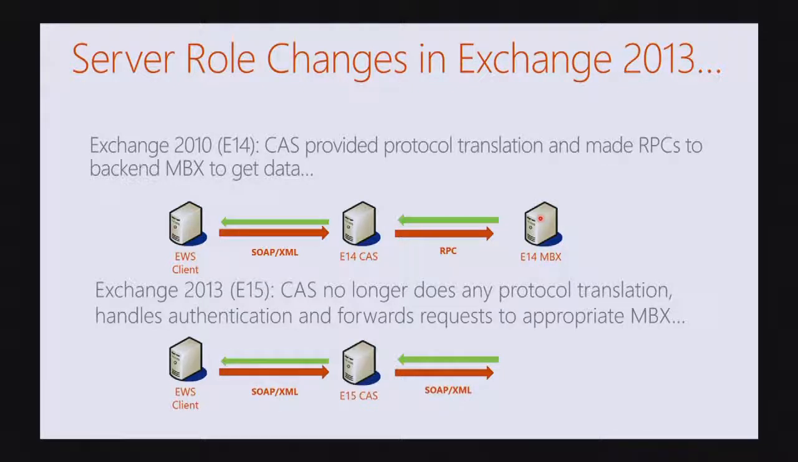The key point here is that in 15, the CAS is just passing through. The CAS is not protocol specific. It does authentication and a few other high-level things. It doesn't get into the protocol. It doesn't break down the SOAP XML. It just passes that along to the mailbox server. And we'll see how that impacts a service-based application that's doing things like impersonation, or an application that's trying to keep track of subscriptions to multiple mailboxes.